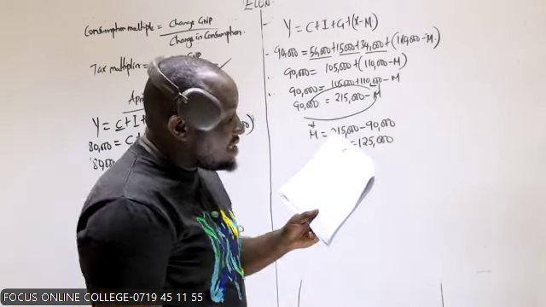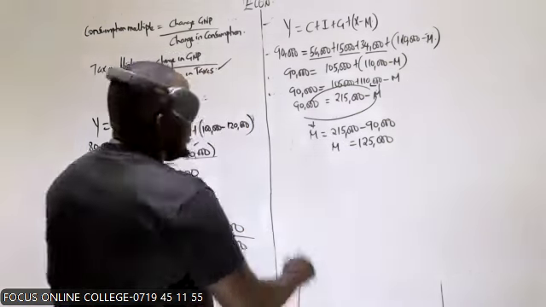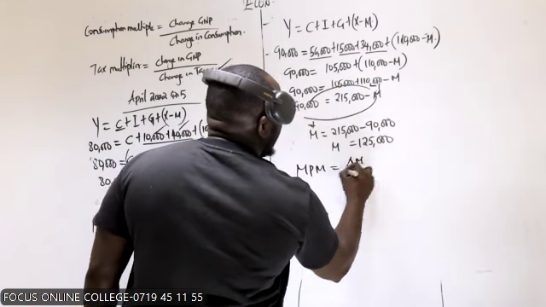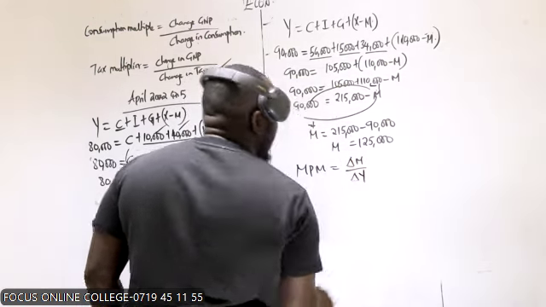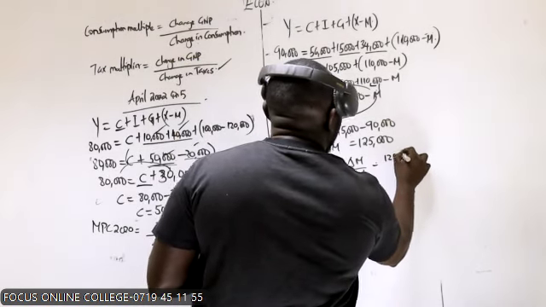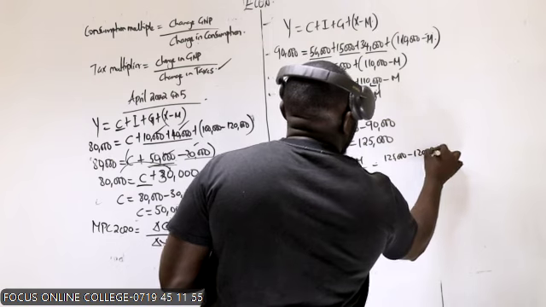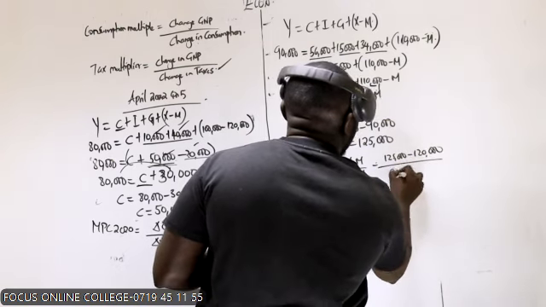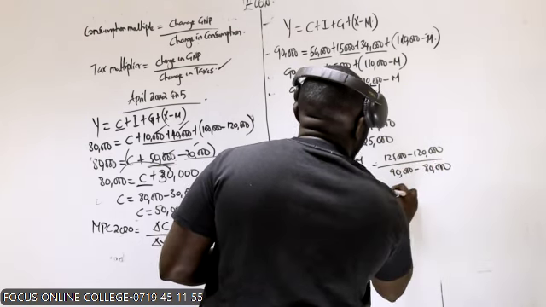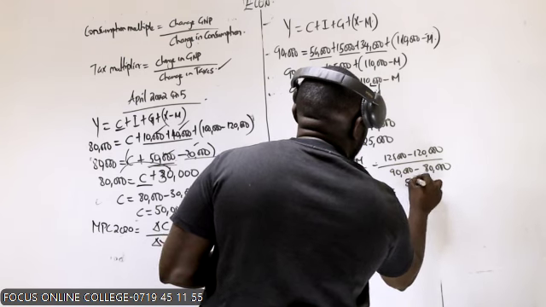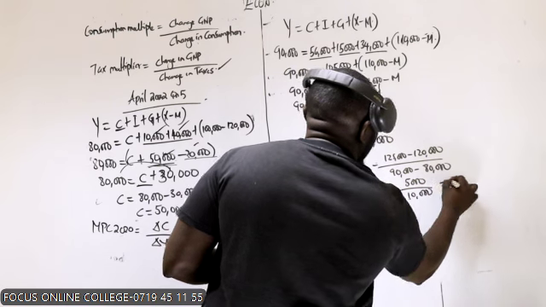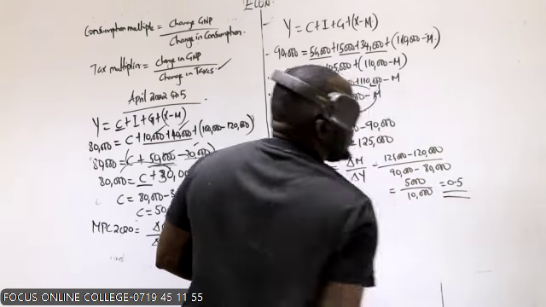So I've got an M. Then I'm asked marginal propensity to import. That is MPM, change in import over change in Y. So what is the change in import? That should be 125 minus 120 over 90 minus 80. So that should be 5 over 10. That should be 0.5.